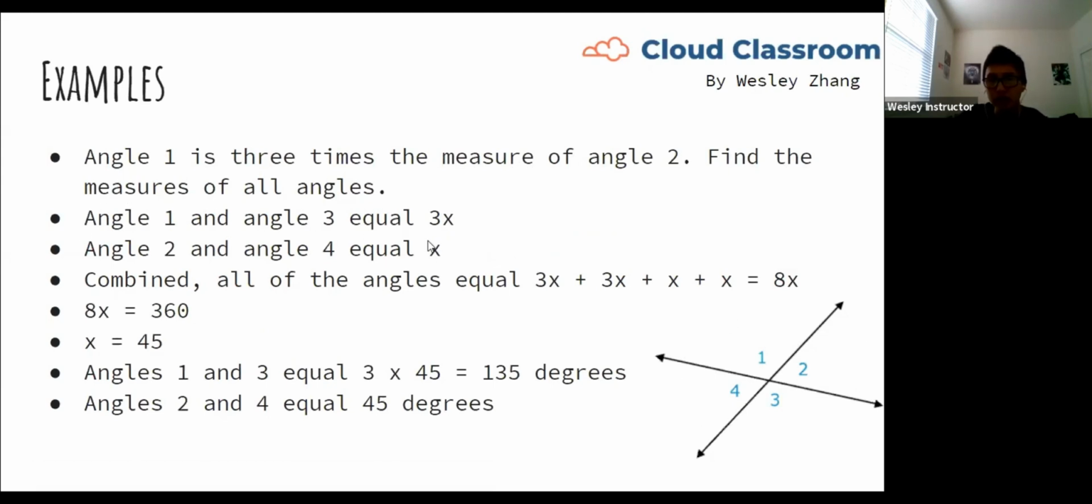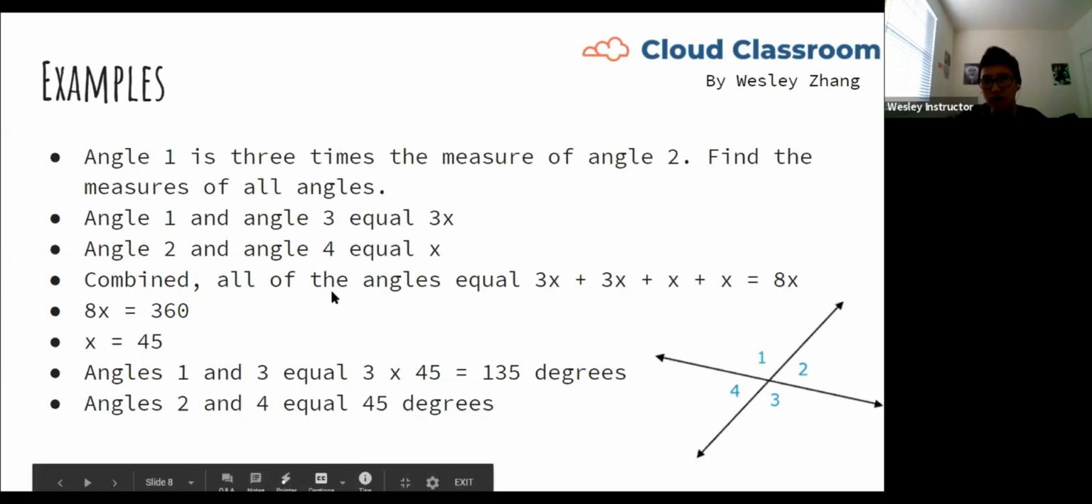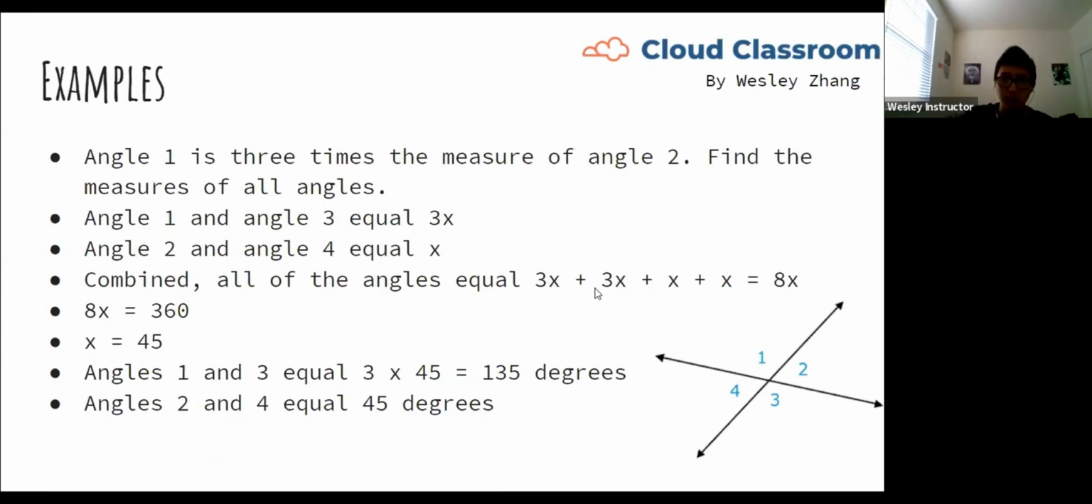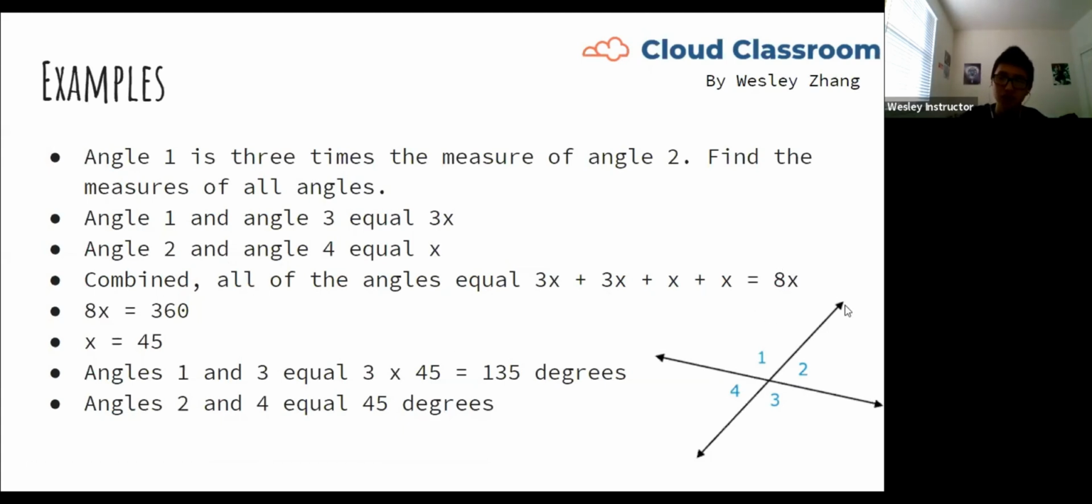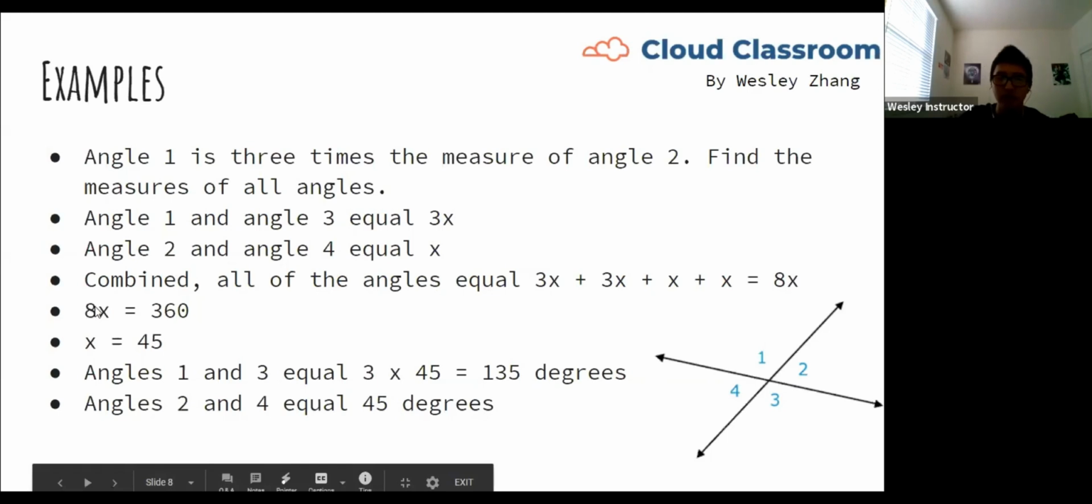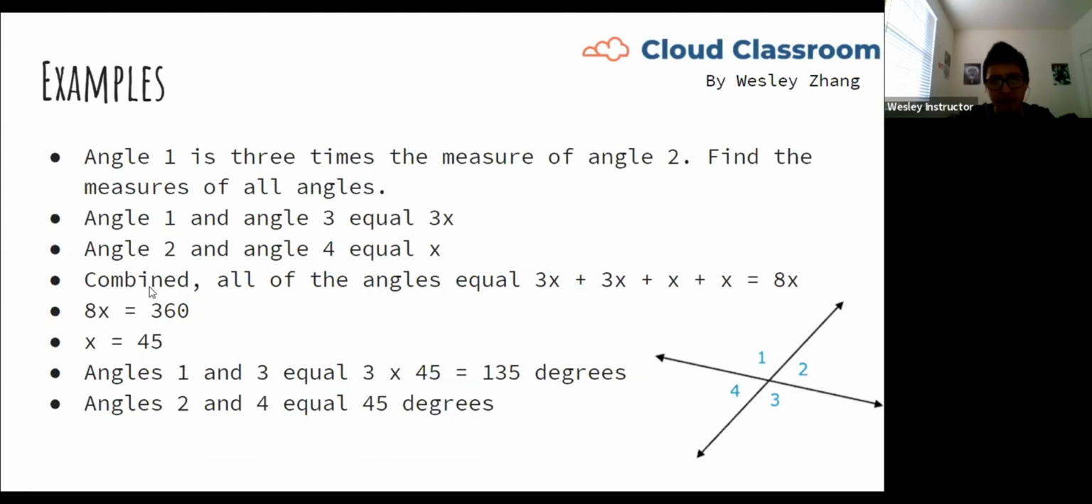So angle 1 and angle 3 equal 3x, and angle 2 and angle 4 equal x. 3x is 3 times x. So combining all of the angles equals 3x plus 3x plus x plus x, and we combine like terms to get 8x. So 8x is all of the angles combined, and all of the angles combined equal 360 degrees. So we set up an algebraic equation: 8x equals 360. We divide each side by 8, so we get x equals 45.